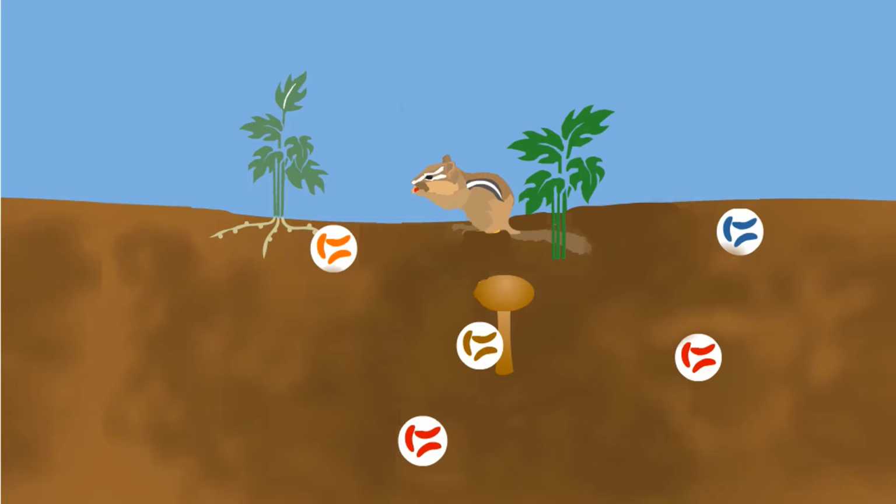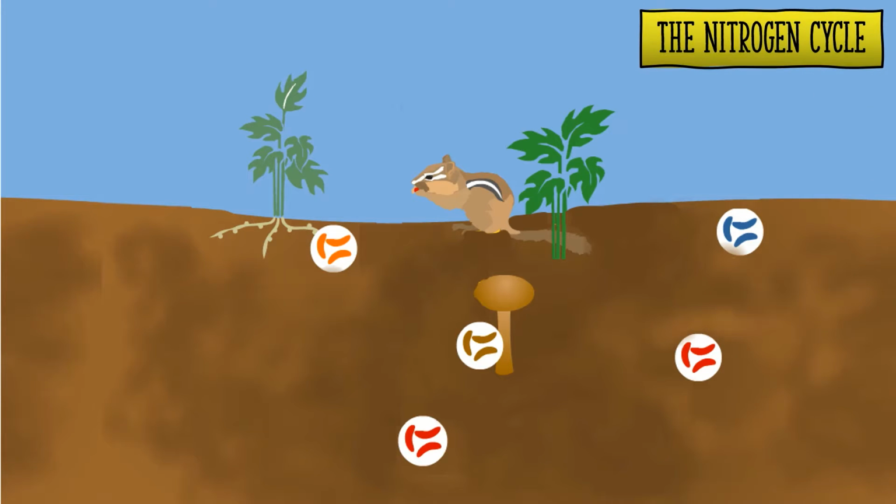In this video, we're going to talk about the nitrogen cycle and explain how nitrogen is converted from one form to another, what organisms are involved, and the processes that take place. So we start out with atmospheric nitrogen.